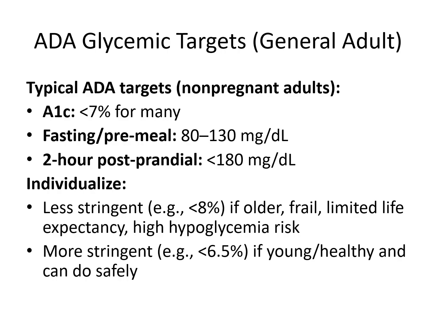In those patients, avoiding hypoglycemia is often more important than tightening the control. More stringent targets, such as an A1C under 6.5, may be reasonable in younger, healthier patients who can achieve this safely without having a risk of hypoglycemia. So the right A1C is not the lowest possible A1C for all patients. It's the safest achievable A1C for that individual patient.